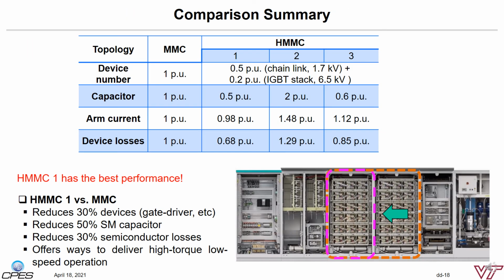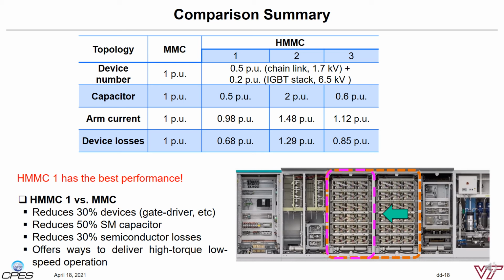As a summary, this table shows the high-level comparison. If we put MMC as the benchmark and all the values, including number of devices, total capacitor value, arm current, and device losses, are used as the base number, the corresponding values in the three types of HMMC are shown in the table. So HMMC1 shows 0.5 pu capacitor, 0.98 pu arm current, and 0.68 pu total device losses.